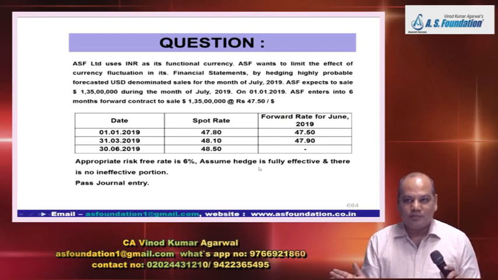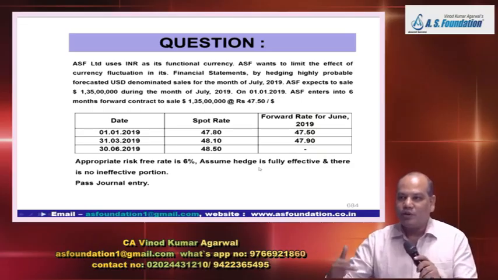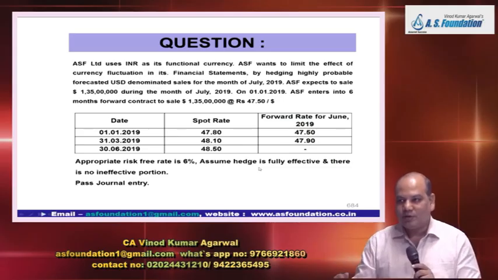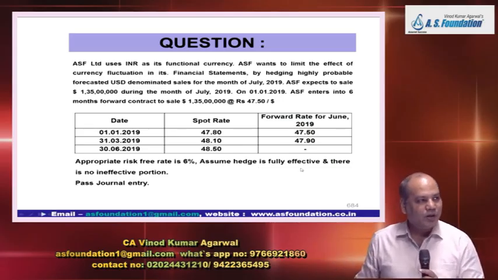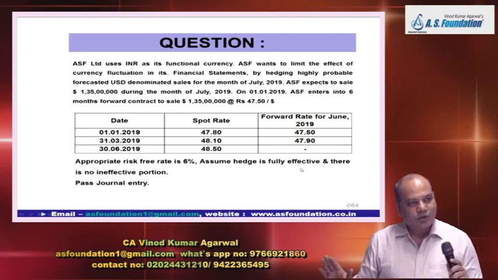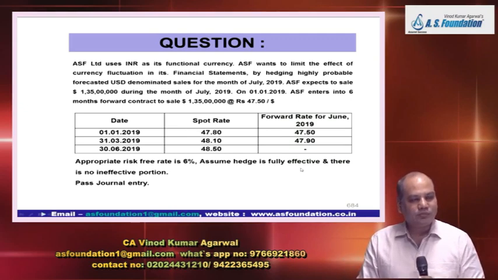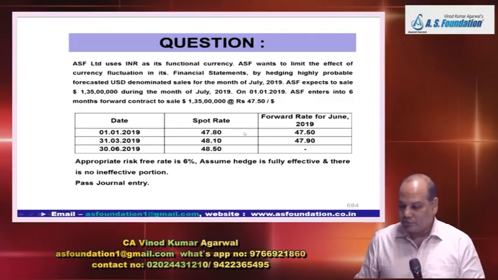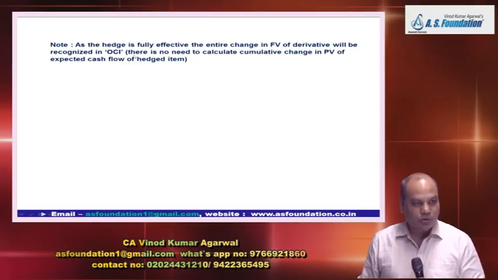I don't have to compare the cumulative change in fair value of cash flow of hedged item with cumulative change in fair value of derivative. Question tells me hedge is fully effective. Hedge is fully effective means whatever is the change in the fair value of the derivative will be fully transferred to OCI. So is my task simple in this problem or difficult? This is simpler. So write down a small note, because the student will ask me the question, why you have not drawn the table like the previous one? No need. When the institute is saying that the hedge is fully effective, why to waste my time?